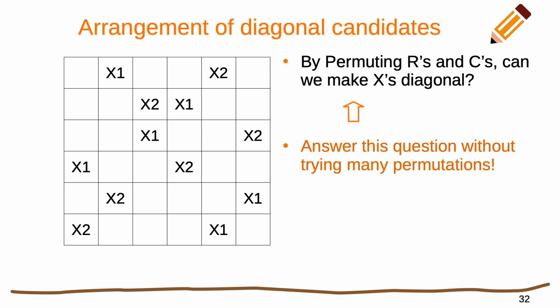This figure shows a hypothetical example of how x1 and x2 might be arranged. This is not a magic square, but there may exist permutations of row sets and column sets that place the elements of x1 and x2 along the diagonal lines, resulting in a valid magic square. However, as mentioned earlier, trying all permutations is computationally infeasible.